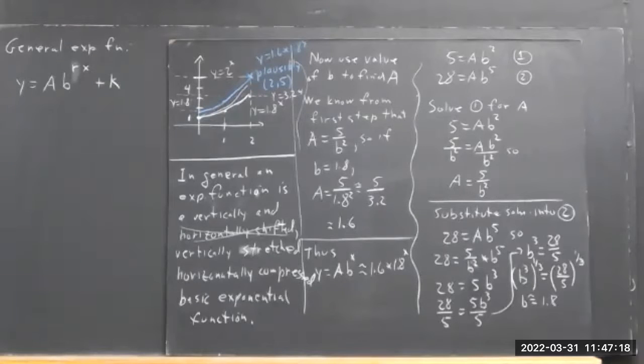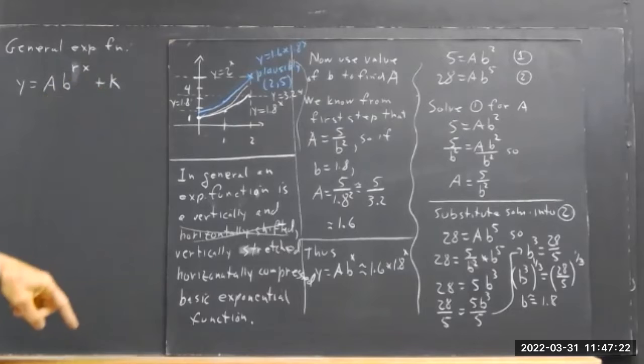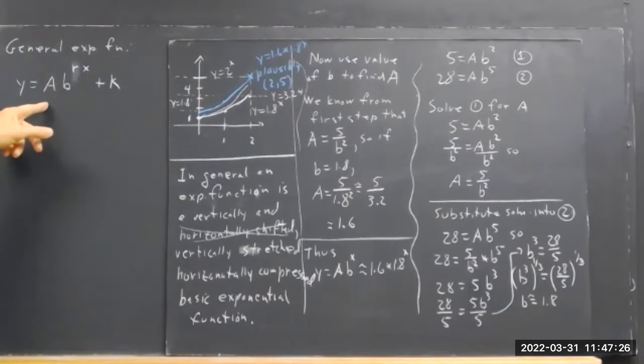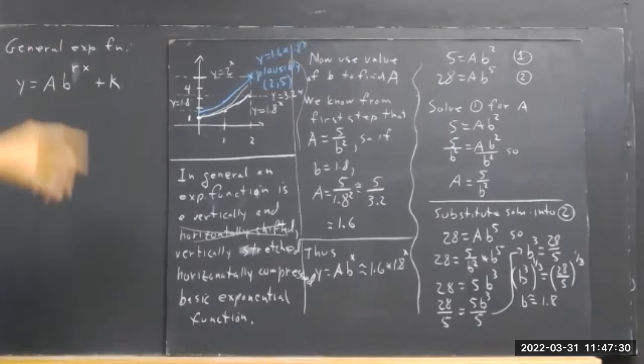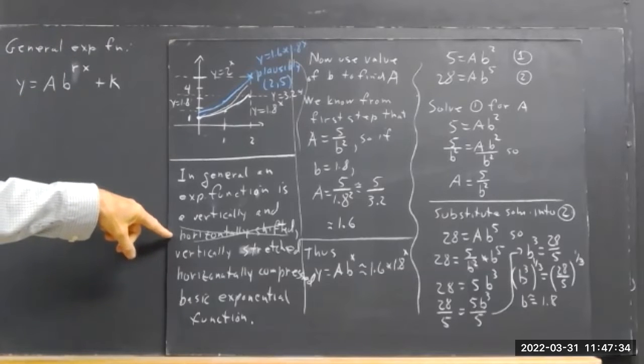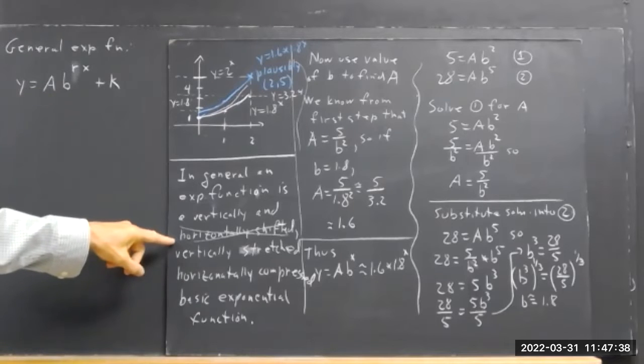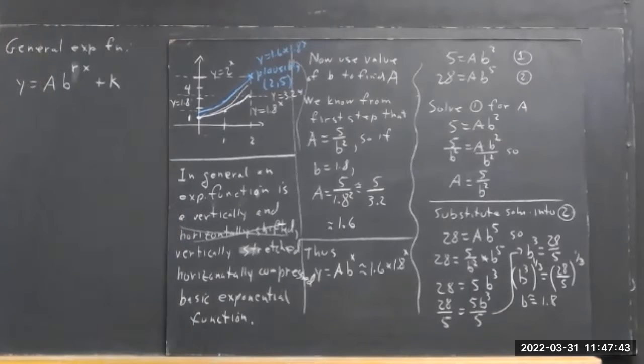Okay. If you replace x by x minus h, well, then you can use the rules of exponents, and all that does is change your value of a. And I'm not going to go through the details of that, but that's why I cross out the horizontally shifted. The vertical stretch accommodates any horizontal shift. I could illustrate that, but I'm not going to digress. Okay, so there's your general exponential function.